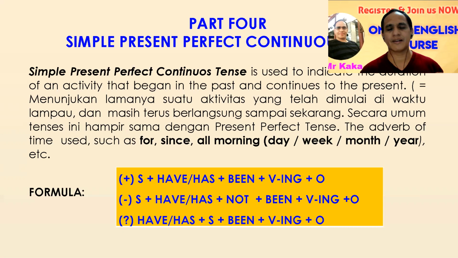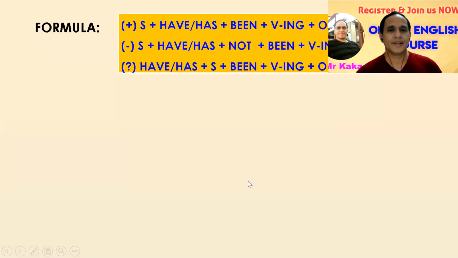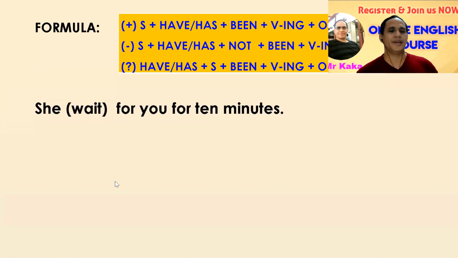And how about the interrogative form? Okay, this is the basic formula of the interrogative form of present perfect continuous tense. Have or has plus subject plus been plus verb ing and plus object. Okay, to make it clear for you, let's see the example, right? Okay, the example here. Yeah, she wait for you for 10 minutes.